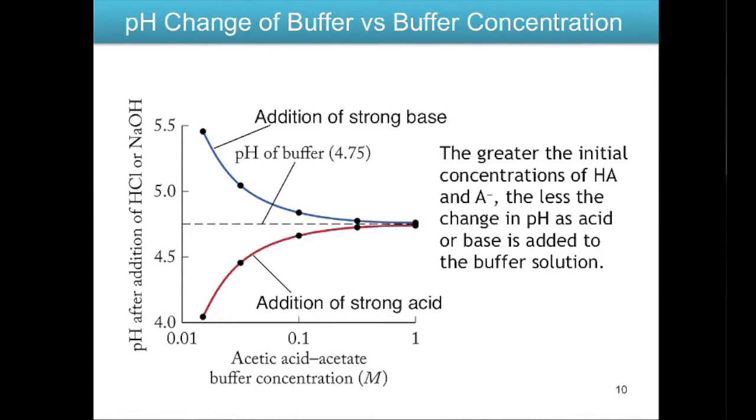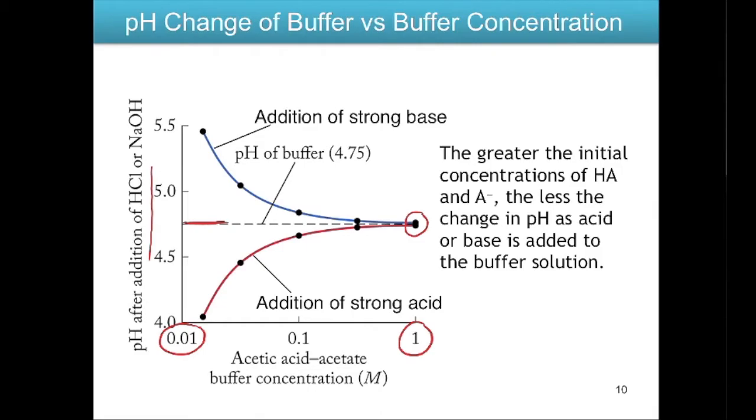So this graph shows you how the pH would change after the addition of strong acid or base given different concentrations of the buffer. So we have a buffer concentration of 1 molar on the right-hand side of the graph, 0.01 molar on the left-hand side of the graph, and the pH change is given on the y-axis here. So if we have a 1 molar concentration of buffer, the addition of acid or base is not going to change the pH all that much. Okay, so the pH right along this dashed line here means that it's not going to change. That's the initial pH of the buffer.